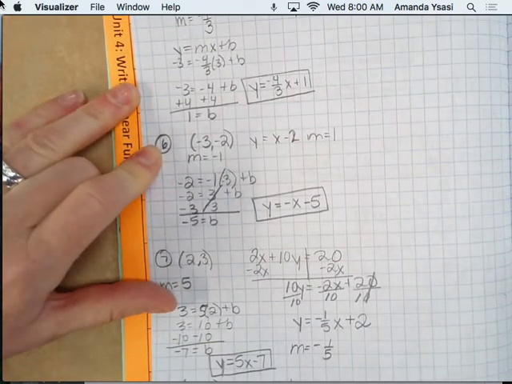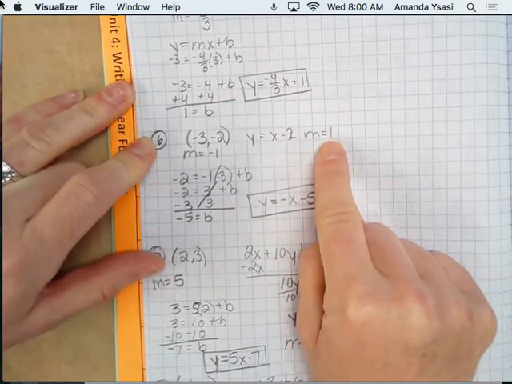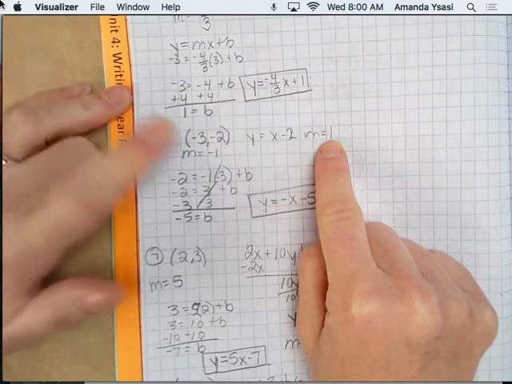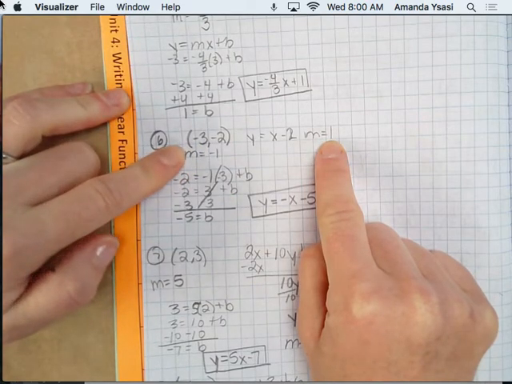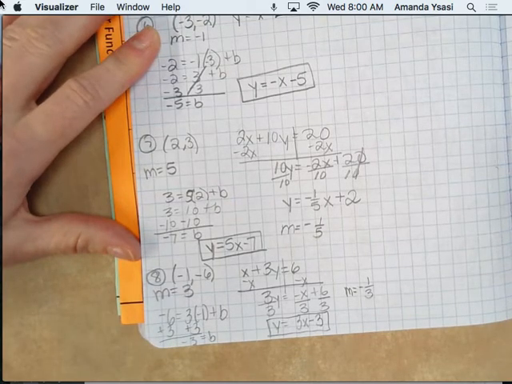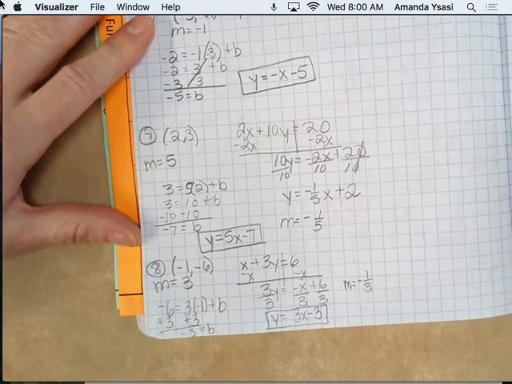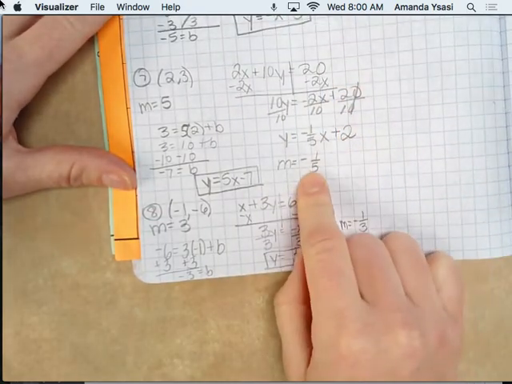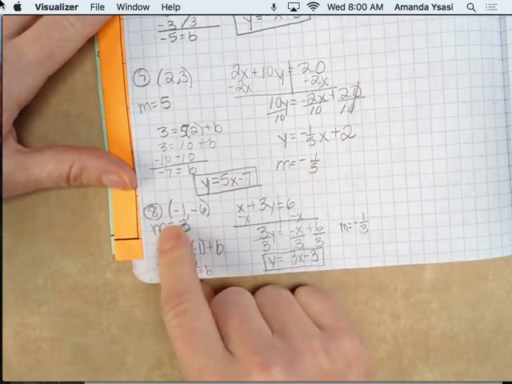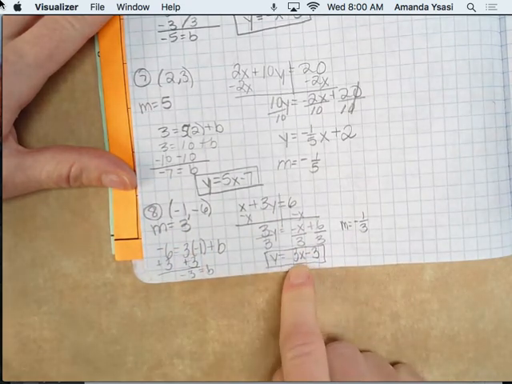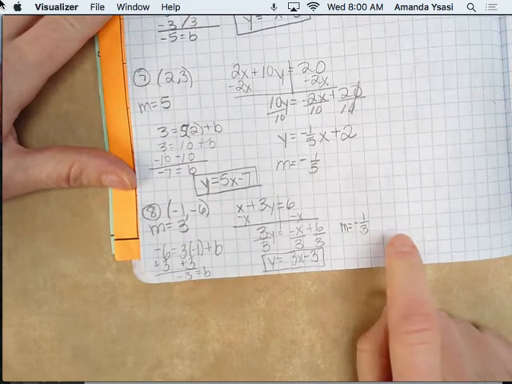6, y equals negative x minus 5. So since this slope was 1, if you flip it, it's still 1, but we're going to change the sign, so that's why it's negative 1. 7, y equals 5x minus 7, because your original slope was negative 1/5, so you change it. Okay, number 8, slope came out to be what? 3, so you flip it.